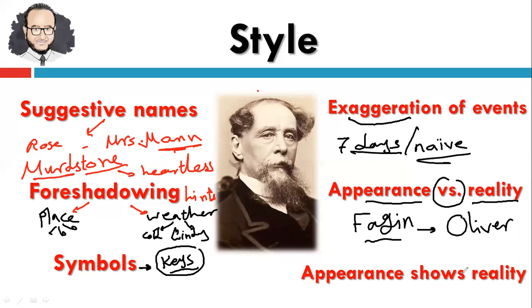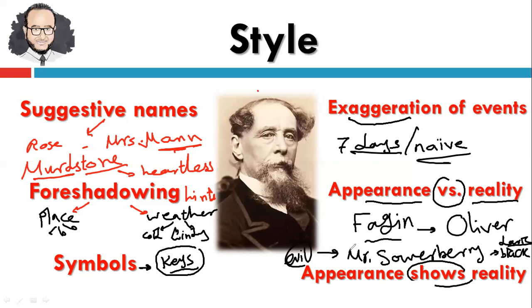And other times he makes the appearance show something about the reality, like the character of the Undertaker in the novel of Oliver Twist. His name was Mr. Sowerberry. He was wearing dark clothes all the time. He was wearing black all the time. It shows that he had the same character or the same feeling or the same mentality like his clothes. He was wearing black and dark clothes to show that he is evil inside. Okay, so appearance shows reality. It shows the evil of this man, Mr. Sowerberry.